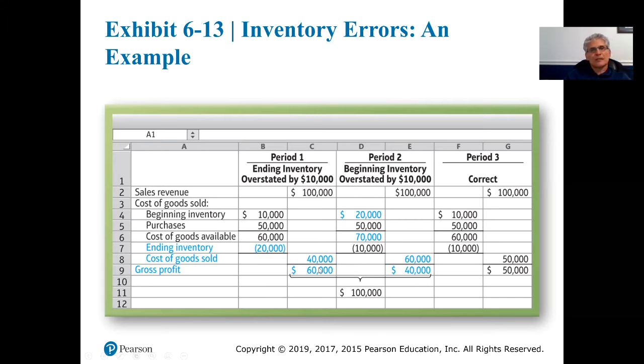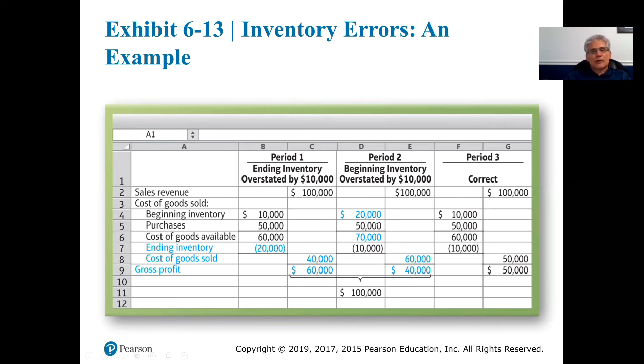So you can see that the $100,000 of sales generated $60,000 of gross profit. However, we found out way after the fact that really that ending inventory was overstated by 10,000. That should have only been 10,000 because we miscounted, whatever it may be. So this is going to remind us that this ending inventory became our beginning inventory for the following period. So in this case, the beginning inventory is now overstated.